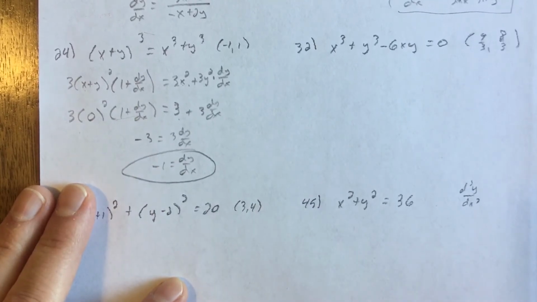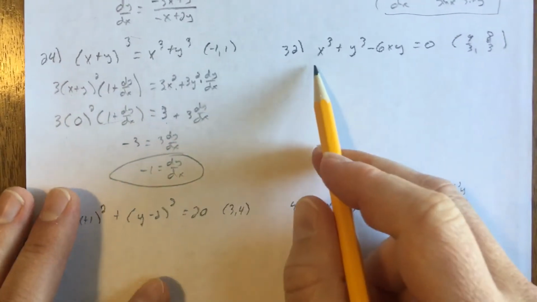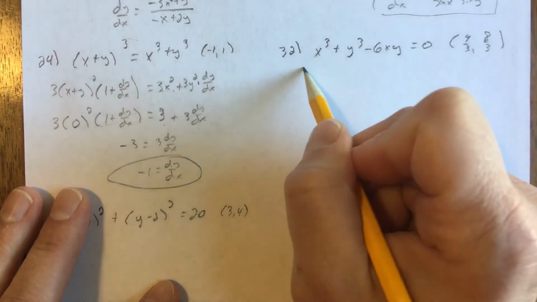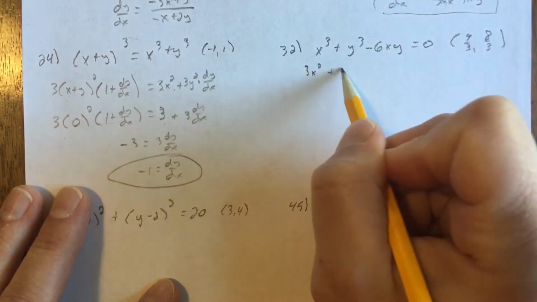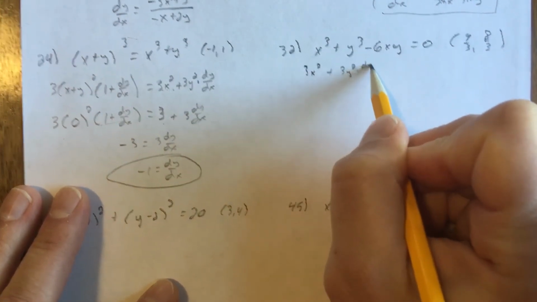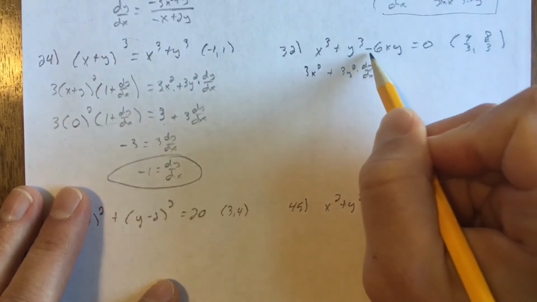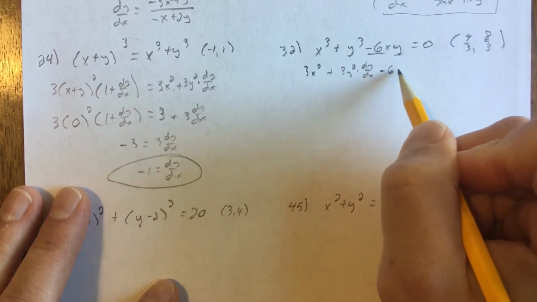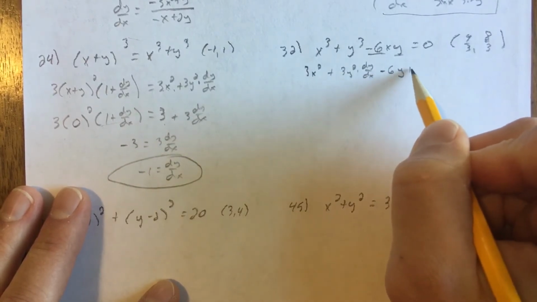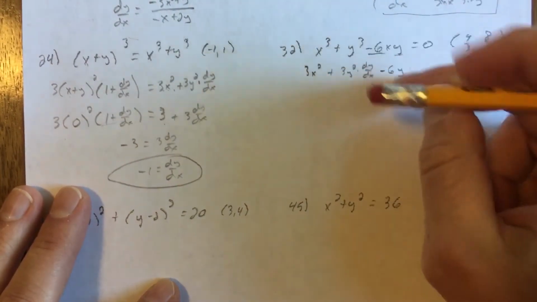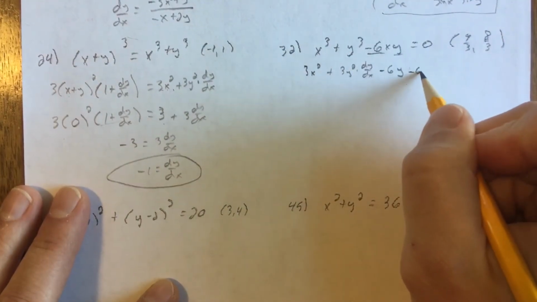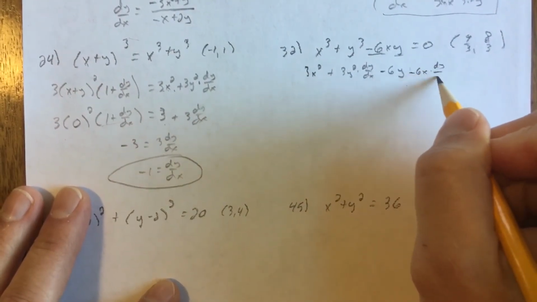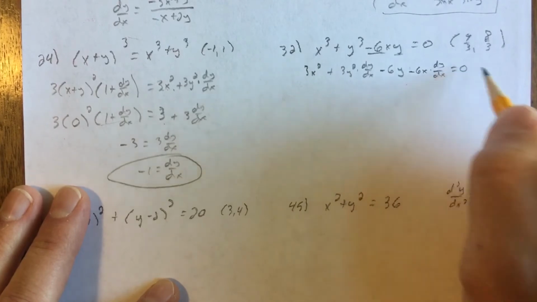So that's our answer for that. And for 32, same idea. I can do a derivative, 3x squared plus 3y squared times dy dx. When we get here, this is going to be a product rule. So a derivative of negative 6x is negative 6, leave y alone. Plus, now negative 6x left alone times derivative of y, equals derivative of 0, which is 0.